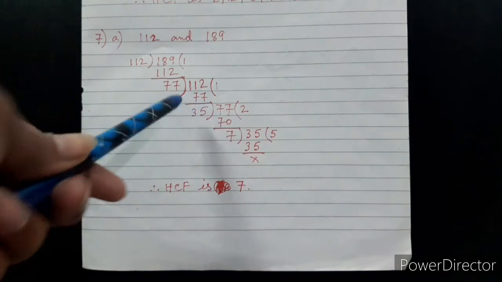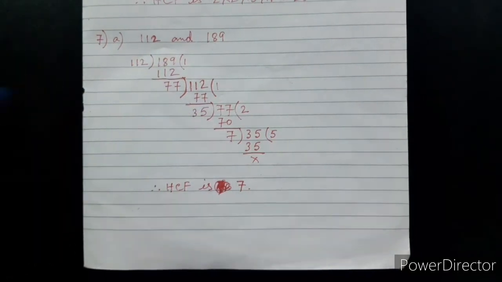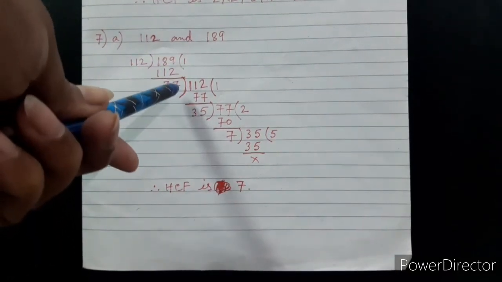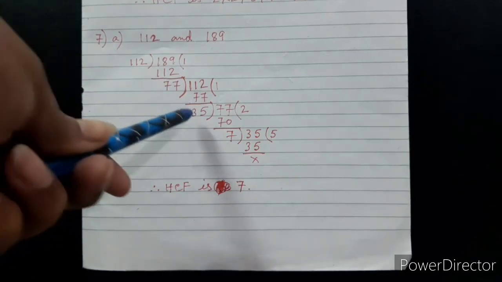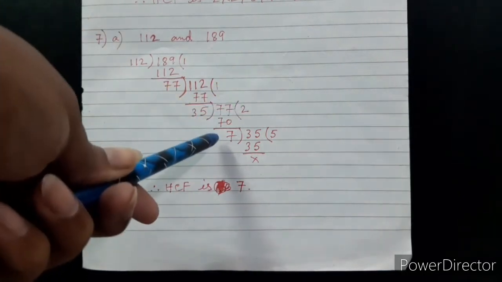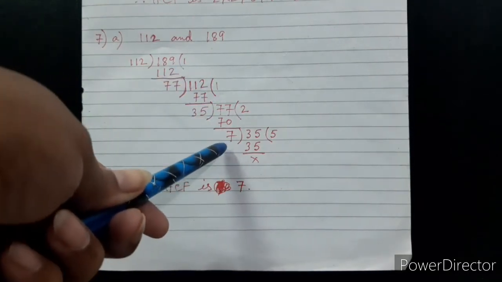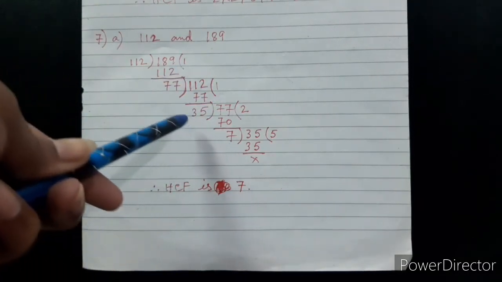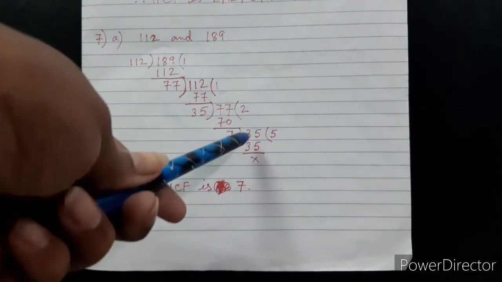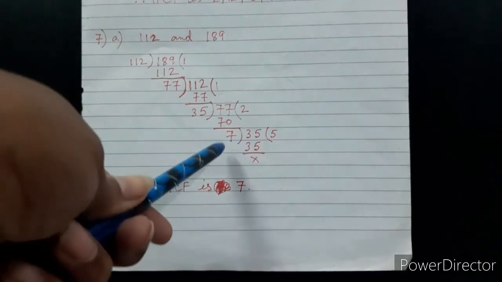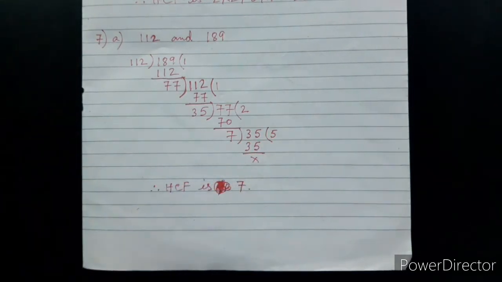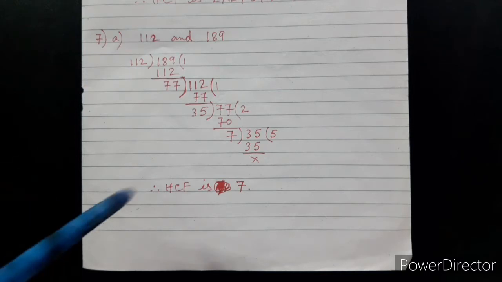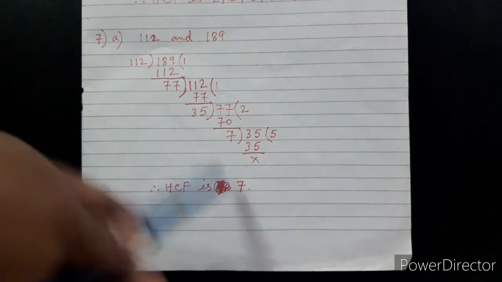77 ones are 77. After subtracting we get 35. 35 is smaller than 77. So, we divide 77 by 35. 35 twos are 70. After subtracting we get 7. 7 is smaller than 35. So, we divide 35 by 7. 7 5s are 35. Here we get 0 as remainder. So, the final divisor, that is 7, is the HCF.